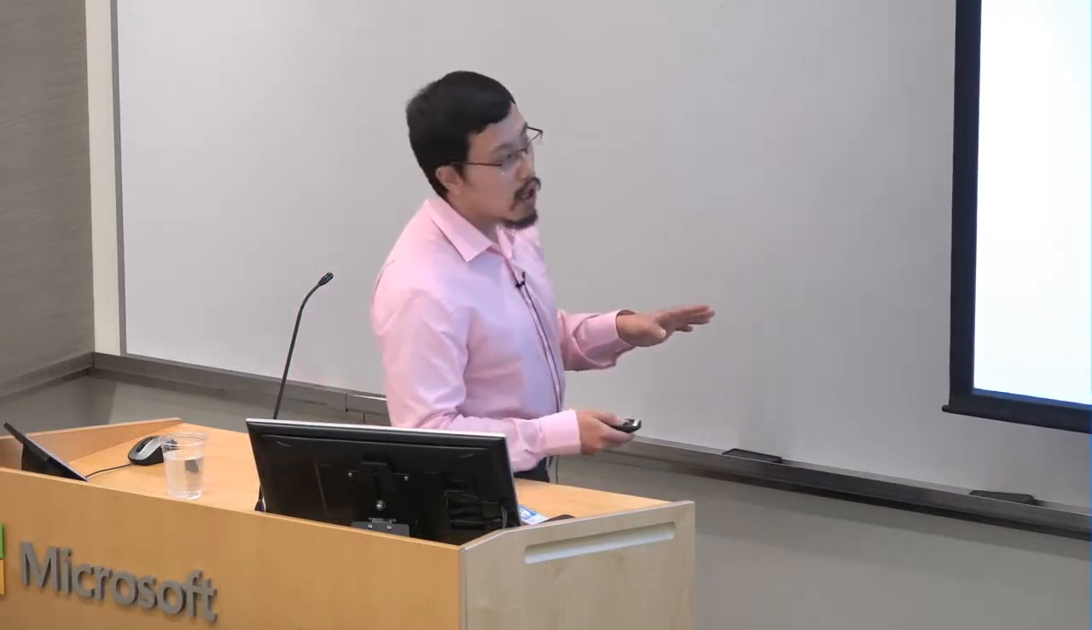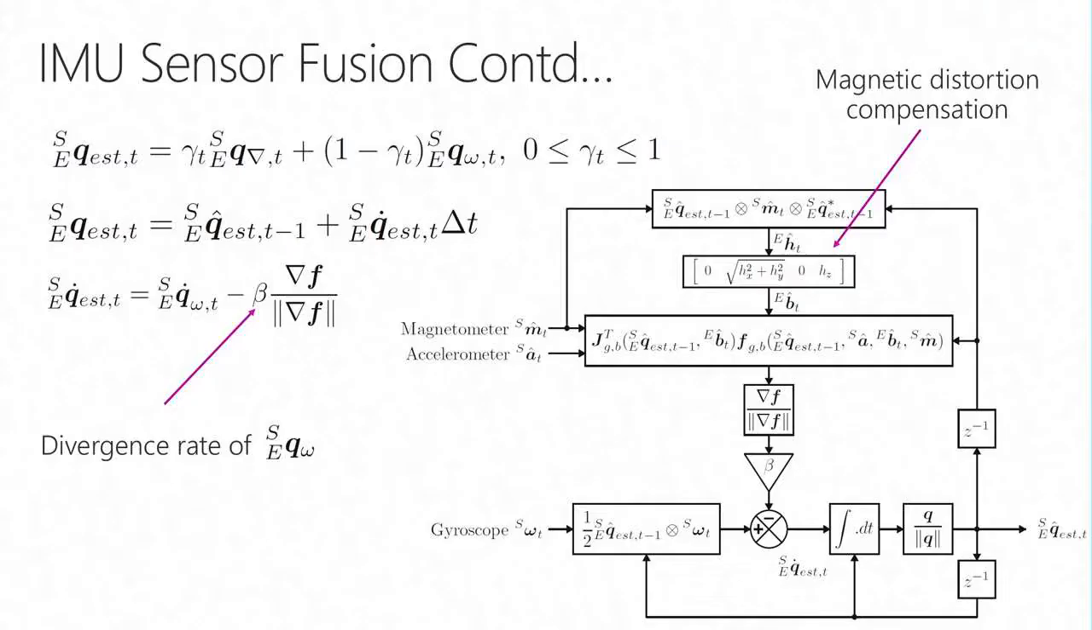So from this slide, the take-home message is we have 2 estimations, one from the gyroscope and one from the unified field from the accelerometer and magnetometer. So the next step is to fuse them together.